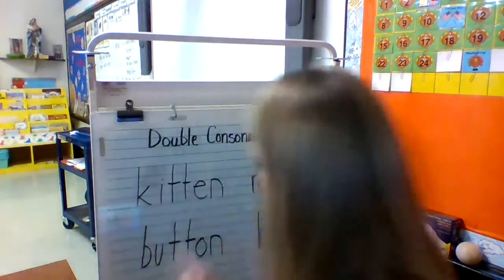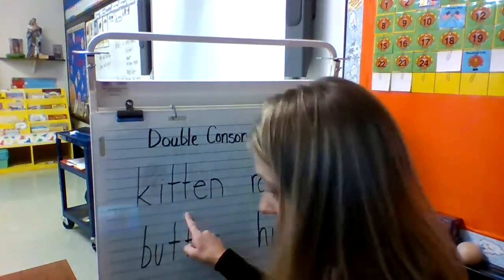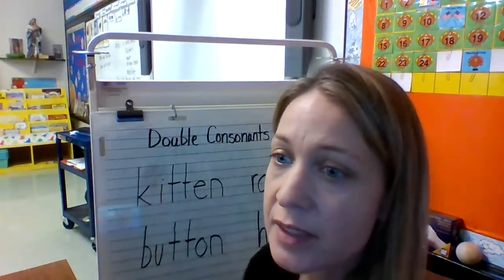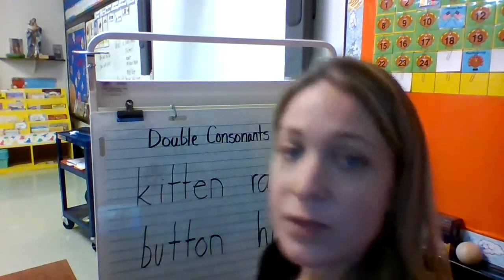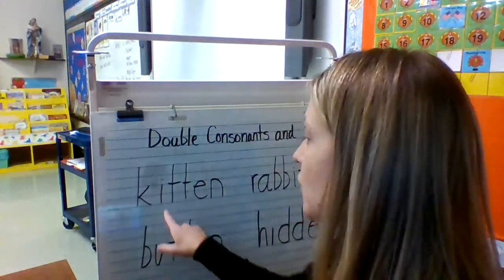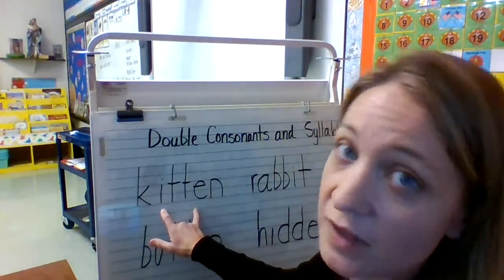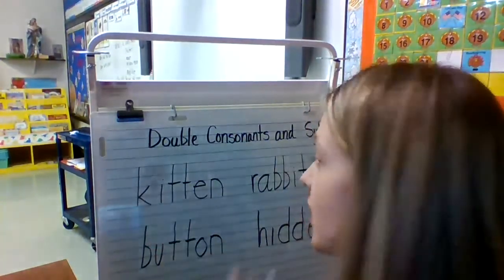So what I want us to do now is take a look at some of these words behind me. I have the word kitten here, and we're going to divide these words into syllables. And before we do that, I want us to look and see if we can find the vowels in the word.